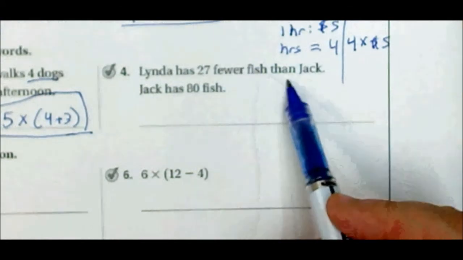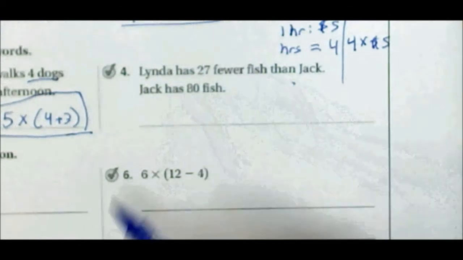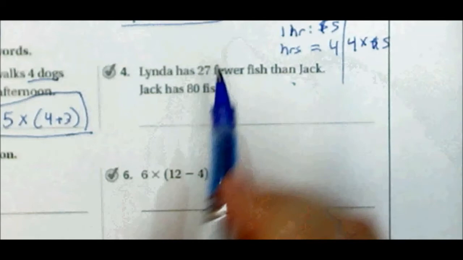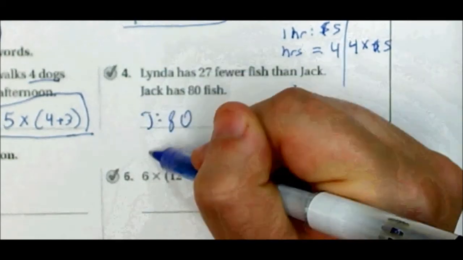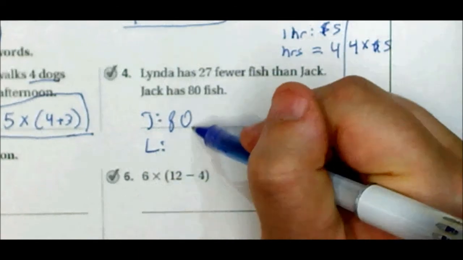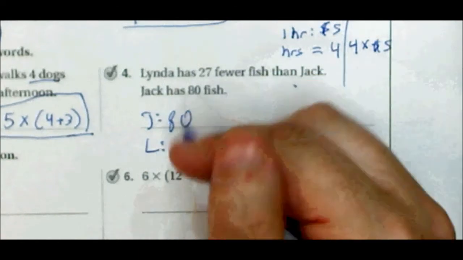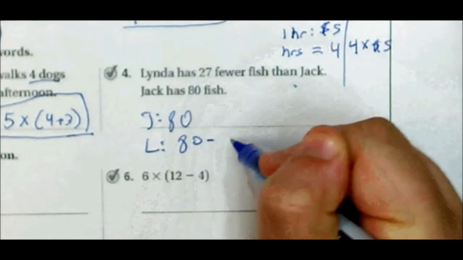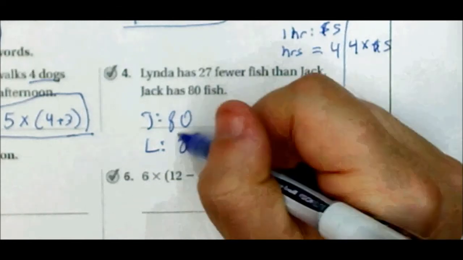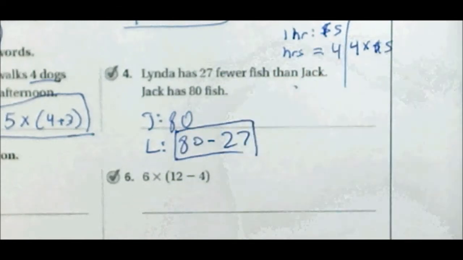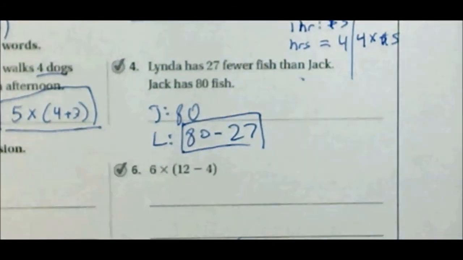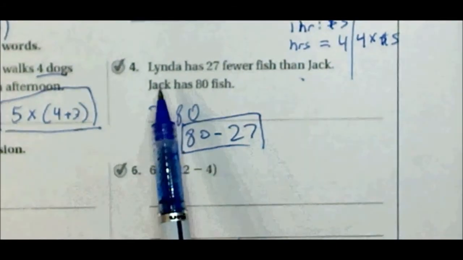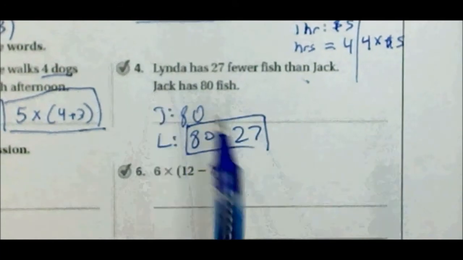Lydia has 27 fewer fish than Jack. Jack has 80 fish. Well, I know that Jack has 80 fish, and then Lydia has 27 less than Jack. Well, if Jack has 80, then I just subtract 27 from that, and that is how much Lydia has. That's a very simple one, but that is an expression that describes how much, that's not Lydia, that's Linda, how much Linda has.